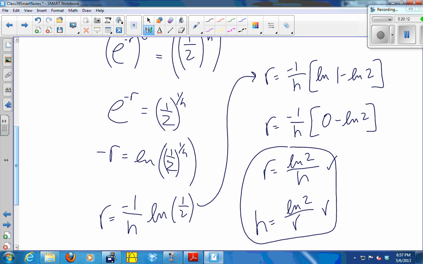So in your homework, they might give you one and ask you for the other. And you can just use these formulas rather than re-deriving it. You don't have to do all of this work every time. It says ln of 2.